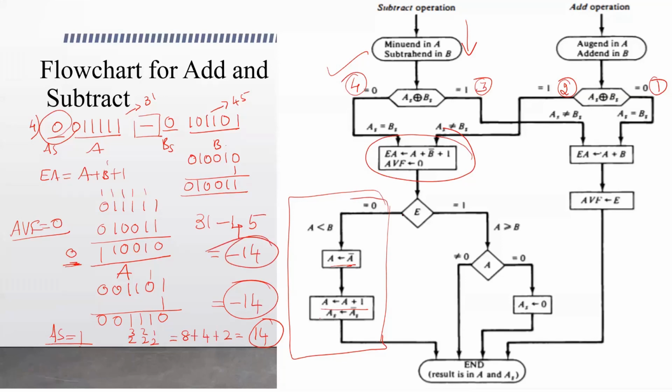When A is less than B, here we have taken a number A that is smaller than B to understand this part. In that case you get E as 0. The carry will be 0. That means A is less than B. So what we do, we invert the bits of A and find the 2's complement. Then we also invert the sign bit.